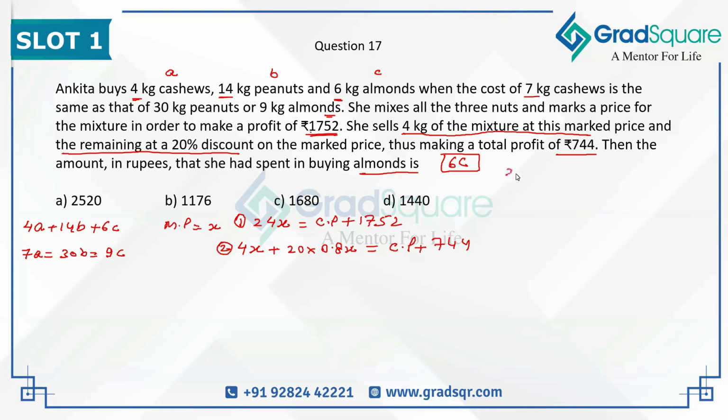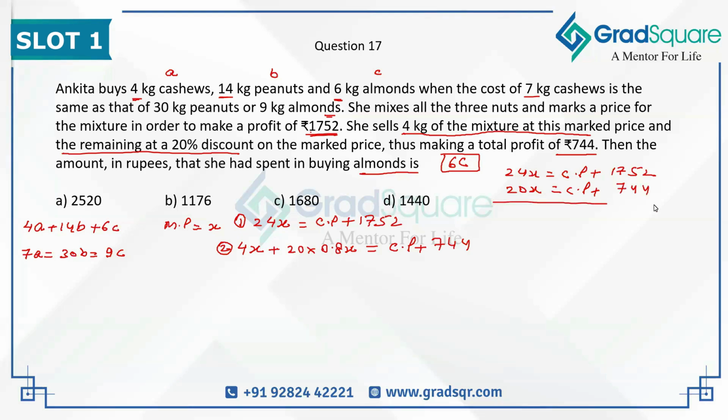What do we get over here? We get 24x is equal to cost price plus 1752. And what is the second equation? 4x plus 20 into 0.8 will give me 16x. So 16 plus 4 will become 20x. So 20x will be equal to cost price plus 744.